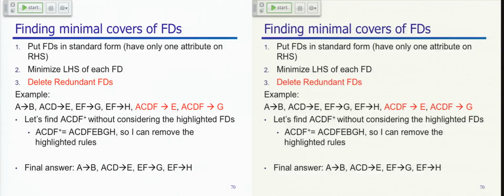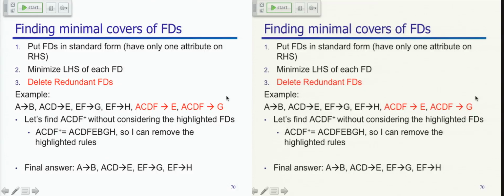Then consider another one. That means now you're going to ignore it. Try to find ACDF. Try to find whether you can get to G. If you can get to G, then you can get rid of that. The closure of this is actually bigger, but all I care about here was whether I can get E or not, so I can drop that rule. So then the final answer will have shorter rules. Now I dropped B here, and I will have less rules.